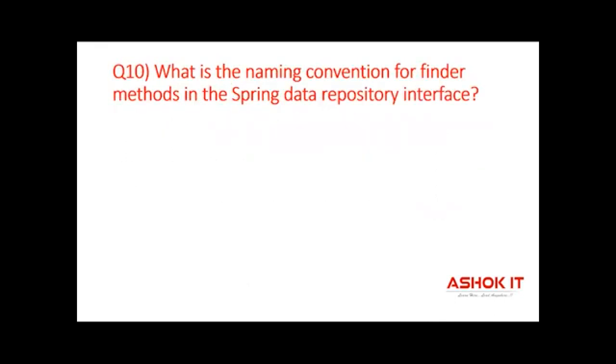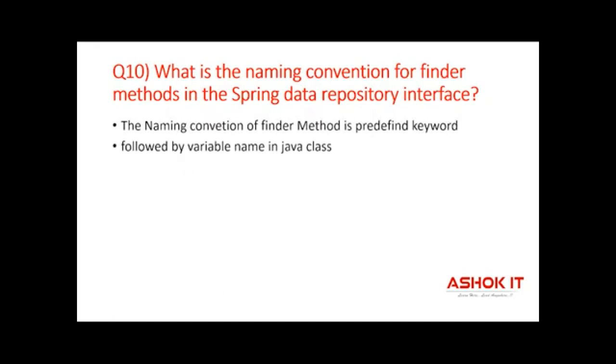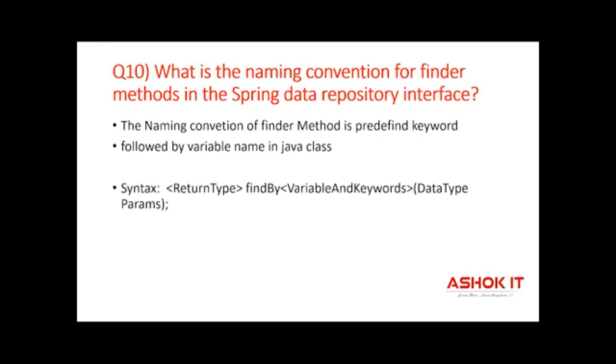Question number 10. What is the naming convention for finder methods in the Spring Data repository interface? Here we can also call them finder methods or findBy methods. We can define even our custom methods by using the finder mechanism or findBy mechanism. That follows the variable names in the Java class. We have to take the entity variable name as it is. The syntax looks like return type, findBy, f lowercase, only B uppercase you see, variable name and keywords. Then you have to pass the parameters. That includes the data type here.